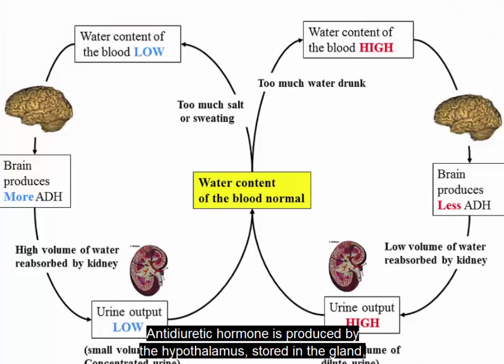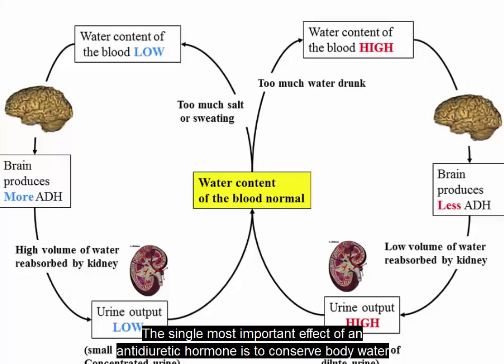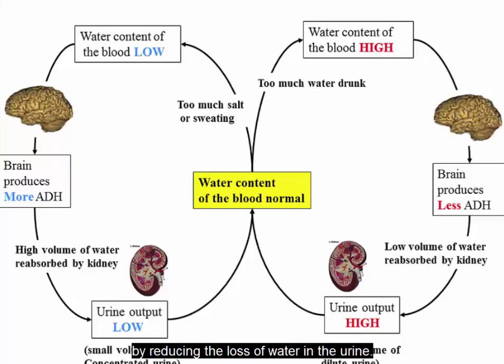Antidiuretic hormone is produced by the hypothalamus, stored in the pituitary gland, restores blood volume by increasing or decreasing excretion of water. Increased osmolality or decreased blood volume will stimulate the release of antidiuretic hormone. Then the kidneys can reabsorb the water. It can also be released during stress, pain, or surgery. The single most important effect of an antidiuretic hormone is to conserve body water by reducing the loss of water in the urine.